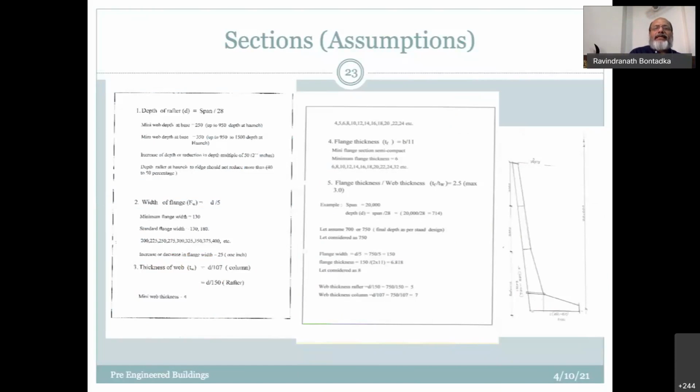Generally, the depth of the rafter is taken as span by 28, the minimum depth at the base is about 250 mm, and the minimum web depth at the base is about 350 mm. The width of the flange is also taken as D by 5, and then you work it out. Then you have a standard flange width, which you can use from 130, 180, 200, 225. These are basically to support the purlins that come in. Then the thickness of the web, depending on what you want. For the columns it is different, for the rafters it is different, and the flange thickness will be different with that.